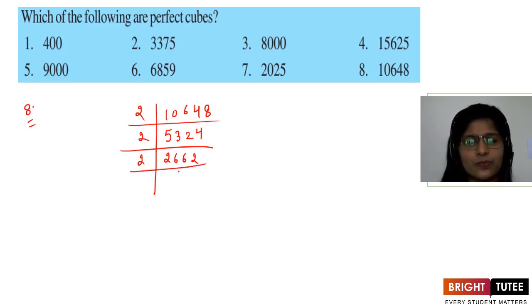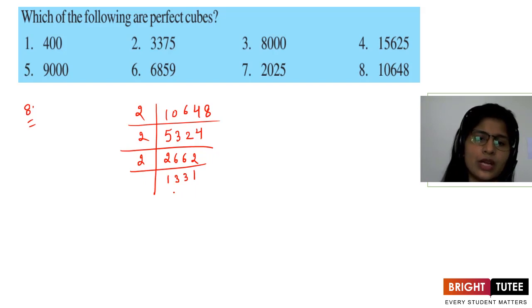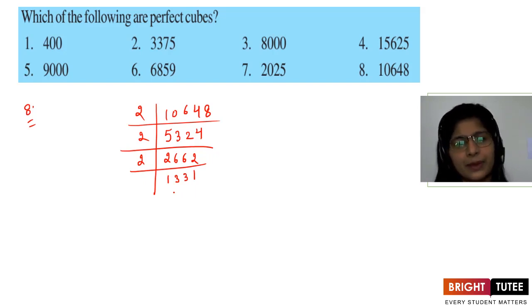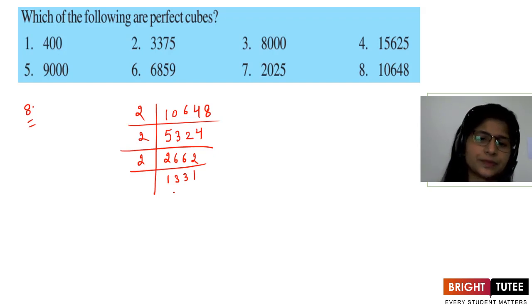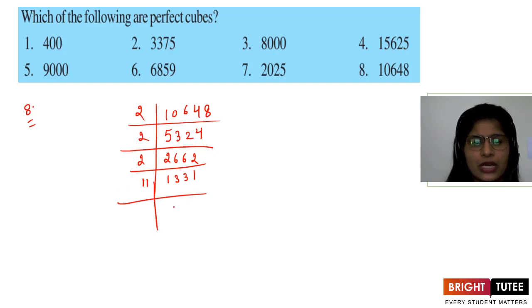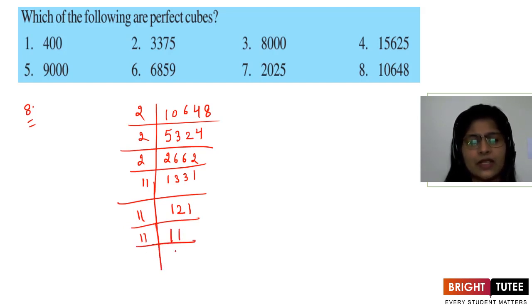Again with 2: 2 ones, 2 threes, 2 threes, 2 ones. Now 1331 is not divisible by 2. It is not even divisible by 3, not by 5, not by 7. Let's try it with 11. So 11 ones are 11, 2 are left, 11 twos are 22 and 1 more. Yes, again with 11, 11 ones are 11. So again with 11 we have.